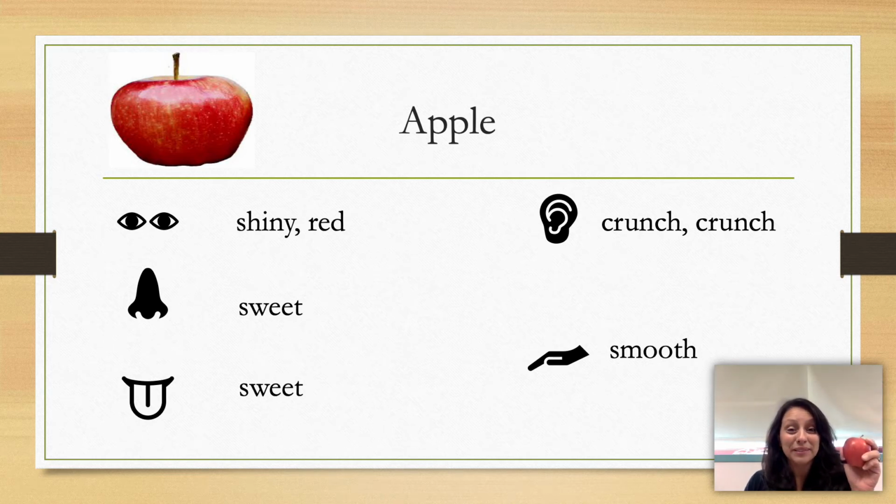It is sweet, and it smells sweet, and it tastes sweet. It does make a sound when I bite into it. Makes that like crunch, crunch sound. And when I touch it, the apple, it's nice and smooth. All right. Let's move on to the next object.